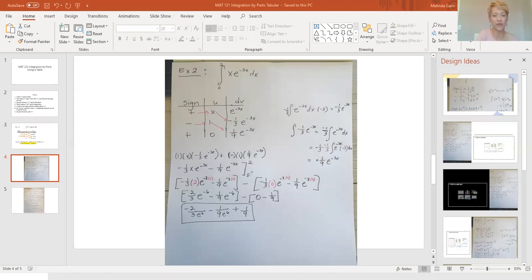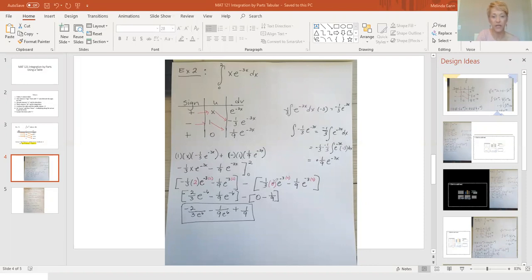Now remember what I'm doing though. If it were an indefinite, I'd put plus c and be finished. But it's not. It's definite going from 0 to 2. So remember that 2 gets plugged in for the x first. And then that 0 gets plugged in for the x second. And then remember, you subtract f of b minus f of a. So when I simplified that, I got a negative 2/3 e to the negative 6 minus that 1/9 e to the negative 6.